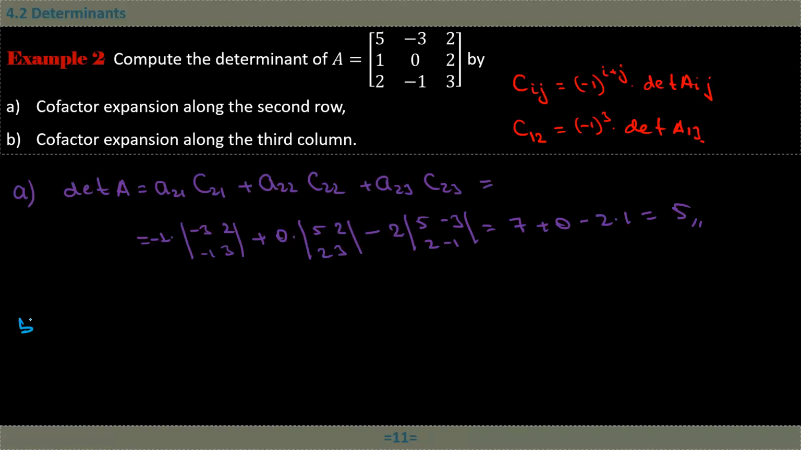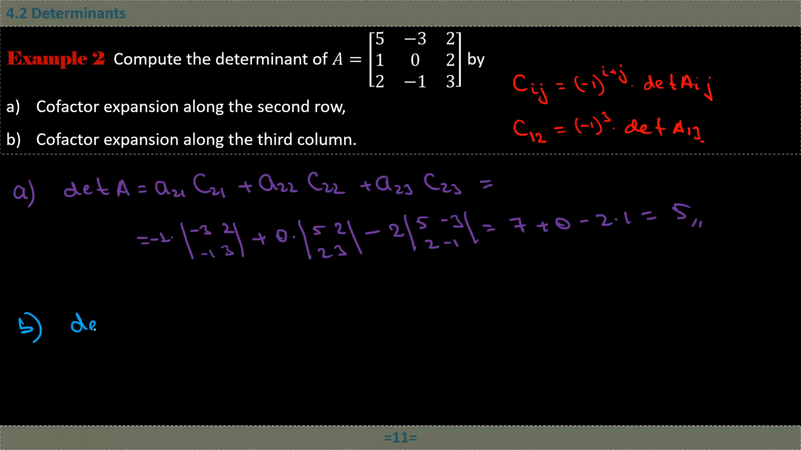Okay. How about part B? In part B, cofactor expansion along the third column. So that's the third column, right? The third column is here, and the signs are plus, minus, plus. It starts with plus because it is position 1 and 3, and 1 plus 3 is 4. So it is plus, minus, plus.